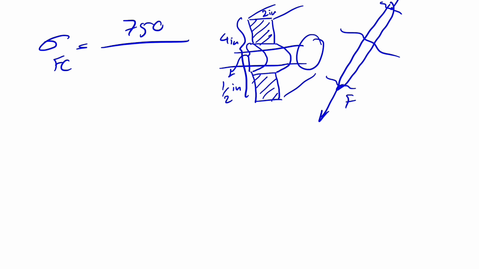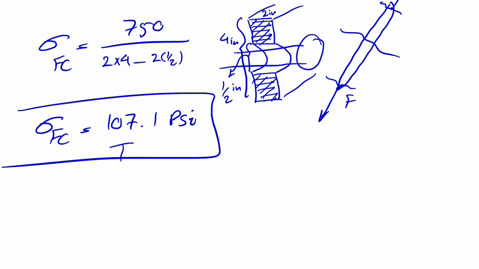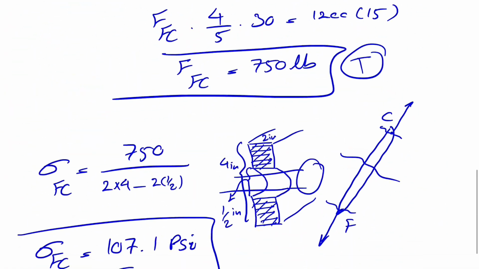So basically, if we want to find the area, we have 2 times 4 minus 2 times 1/2, and that's going to give us the area of the shaded part, which is here. And if we calculate this, what we're gonna get is 107.1 psi, or pound over inches squared. And as I mentioned, the member is in tension, and this is the maximum average normal stress, or the B part of the question.